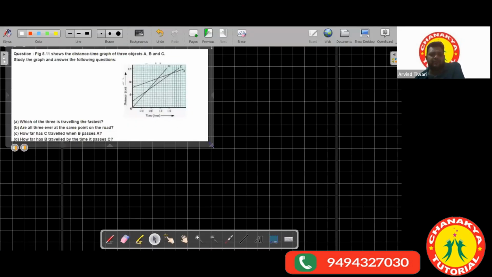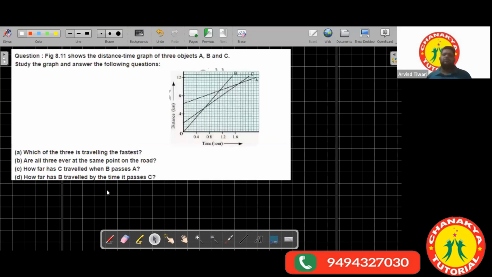Okay, so you have a question here. You can try doing this. Figure 8.11 shows the distance time graph of three objects A, B, and C. Study the graph and answer the following questions. I think everything is visible from the graph. If something is not visible, I mark it here. This is 0.4, this is 0.8, this is 1.2, this is 1.6. And here you have 4, 8, 12. Which of the three is traveling the fastest?